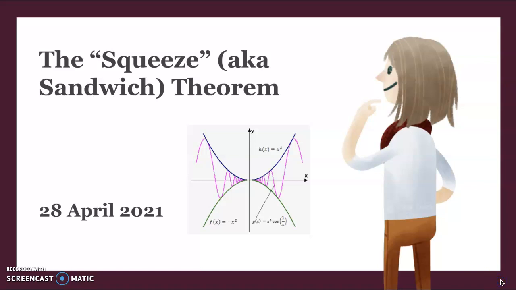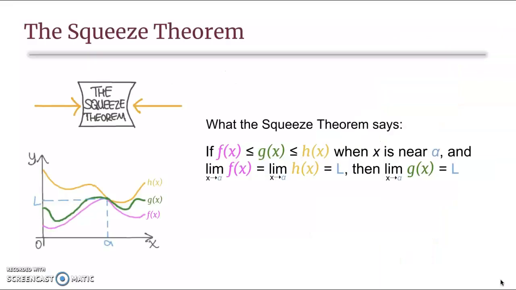In this video, you will learn about the squeeze theorem, which some people call the sandwich theorem. What the squeeze theorem says is that if you have three functions, f, g, and h, and g of x is between f of x and h of x when x is near some value called alpha, and the limit of both f of x and h of x as x approaches alpha equals some value called L, then the limit of g of x as x approaches alpha will also equal L.